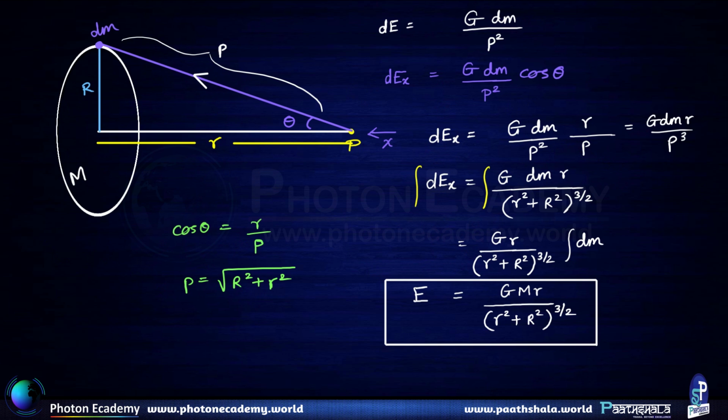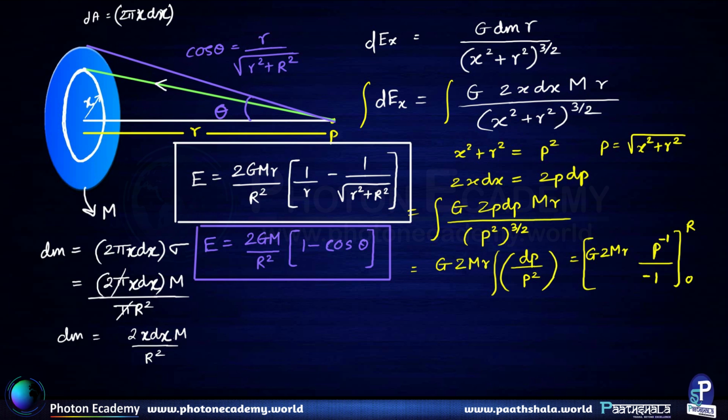So next we went on to do the same for a ring along the symmetric axis of the ring basically. So the expression that we got over here is GMr upon r square plus R square raised to 3 by 2, where small r is the distance of the point P at which the field due to the ring was to be found out from the center of the ring, and capital R is the radius of the ring. We went on and did the integration for a disk.